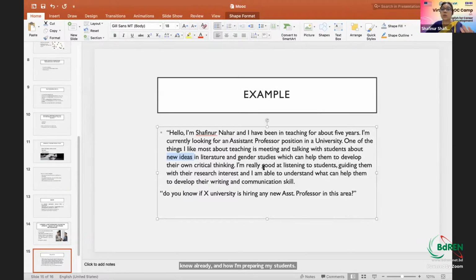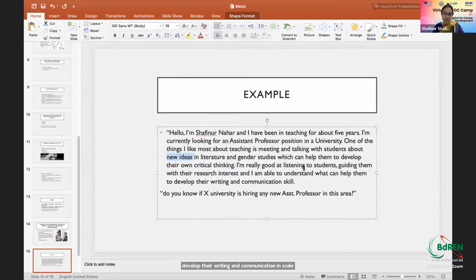So I'm also giving indirectly the information that I'm a skilled teacher. Then I'm very good at listening to students. That means I'm also a good counselor, guiding them with their research interest. So it's not only about my research interest, it's also about their interest, where they are interested in. Then I'm able to understand what can help them to develop their writing and communication skill.